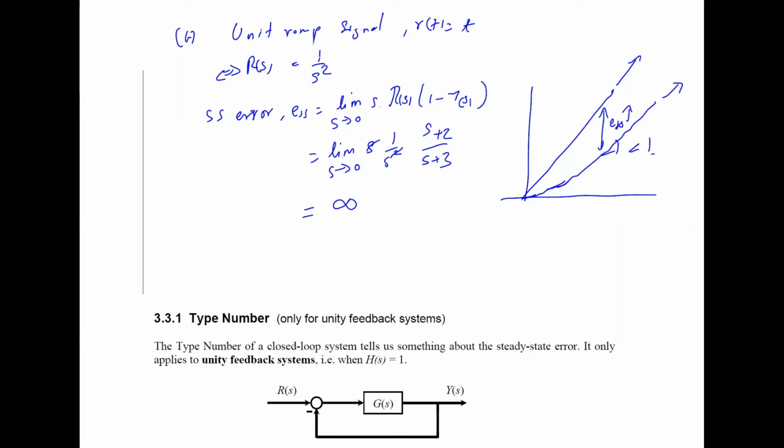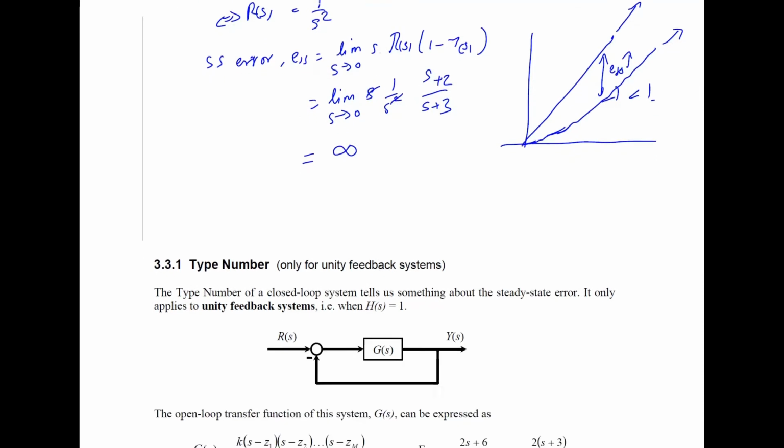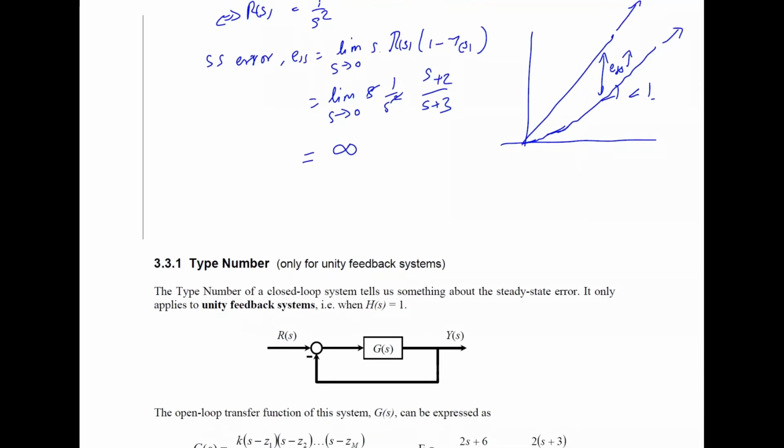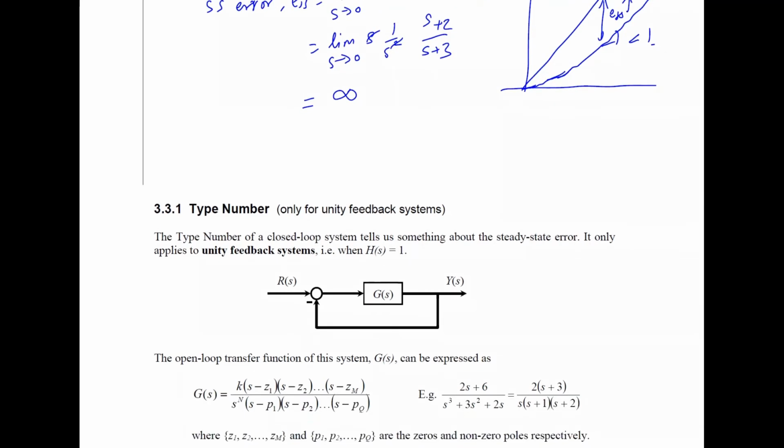Notice that even though both r(t) and y(t) go towards infinity, if the slope of y(t) was equal to 1, if the slope was the same as that of the reference signal, then we could still have a constant steady state error as t tends towards infinity. But that is not the case in this particular one. It can happen in some other systems, but it did not happen here. A constant steady state error for a ramp input did not happen for this particular system.